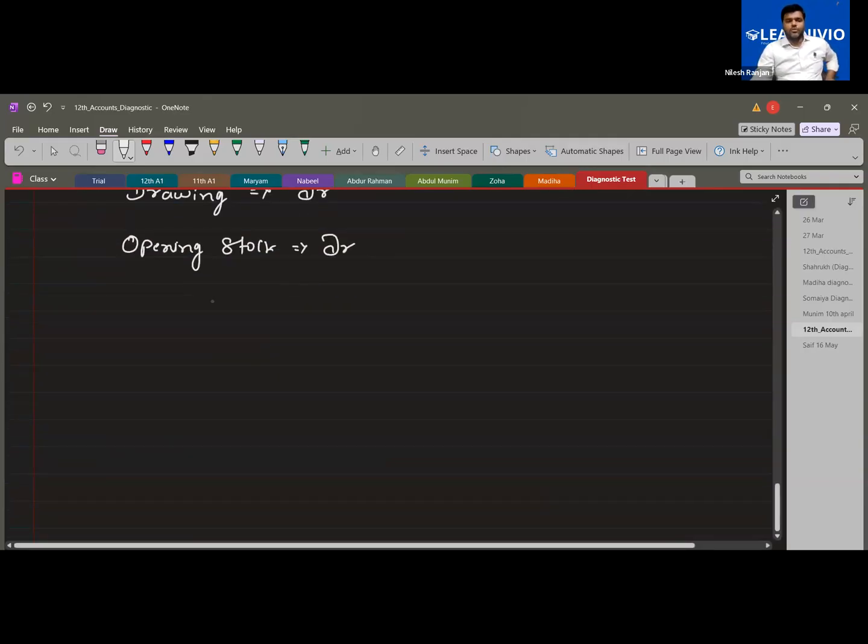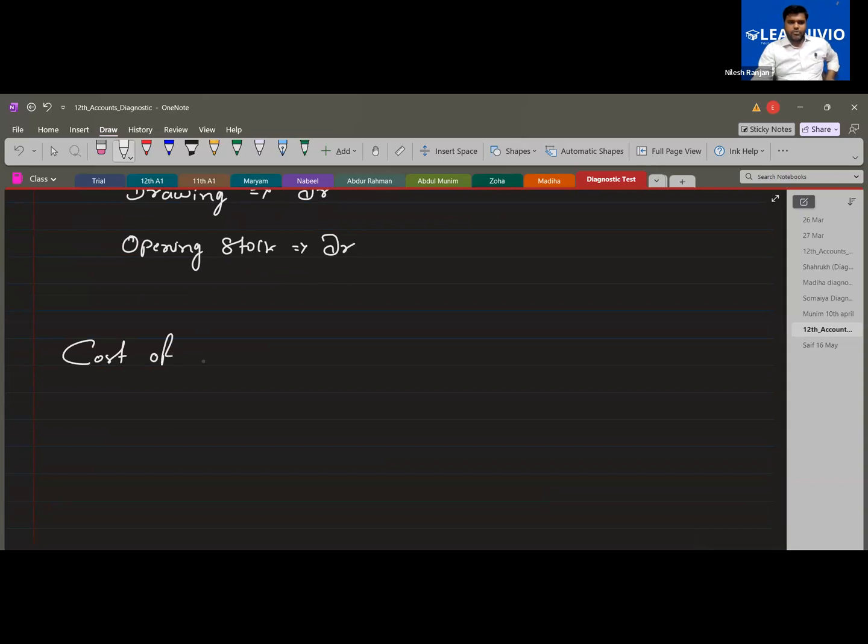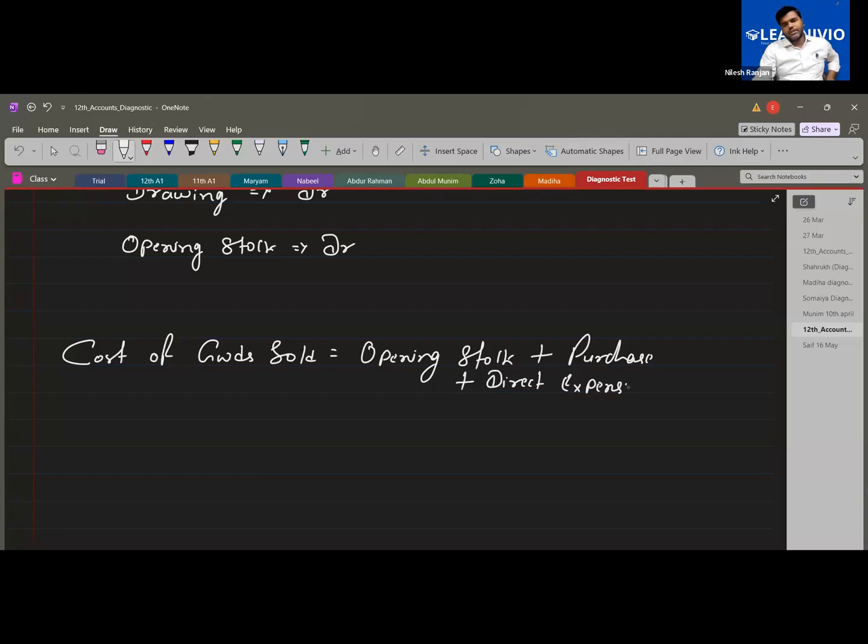Now, the formula of cost of goods sold is opening stock plus purchase plus direct expenses minus closing stock. This is the formula.